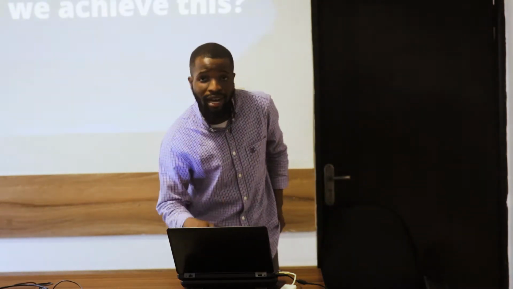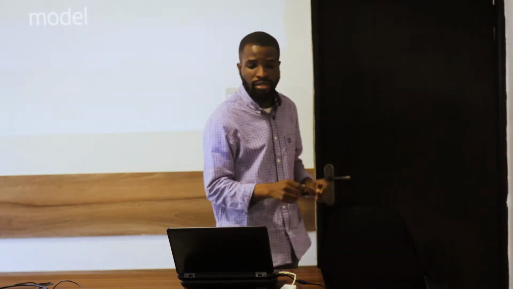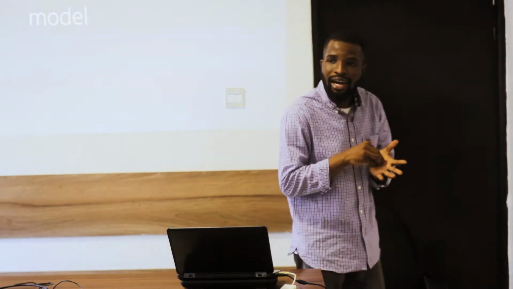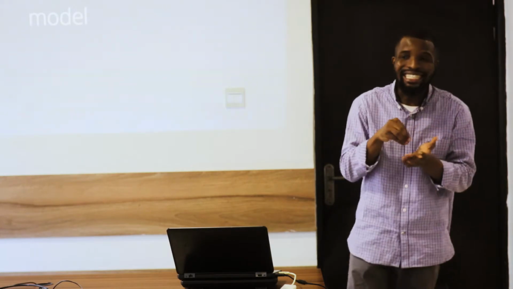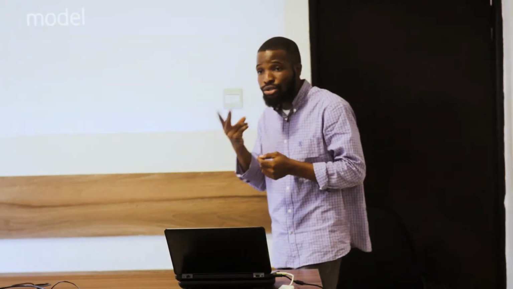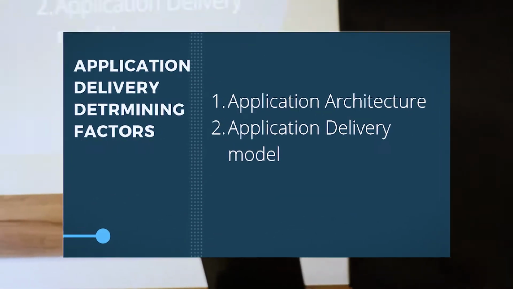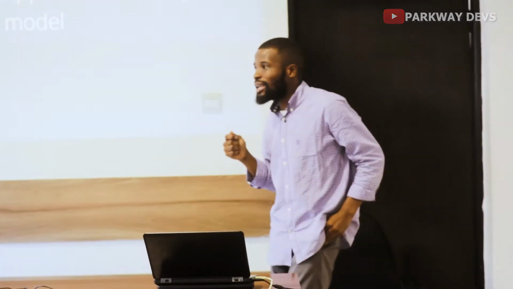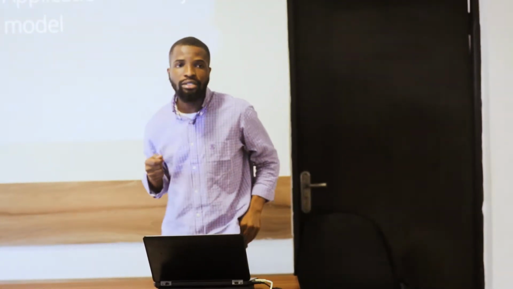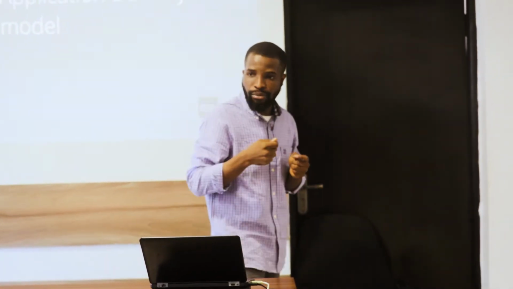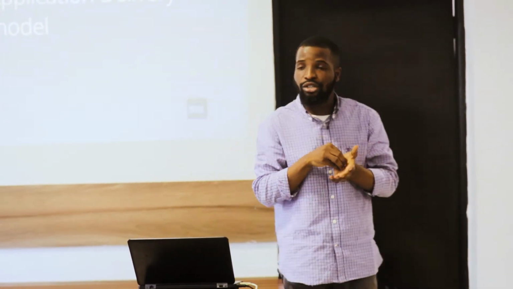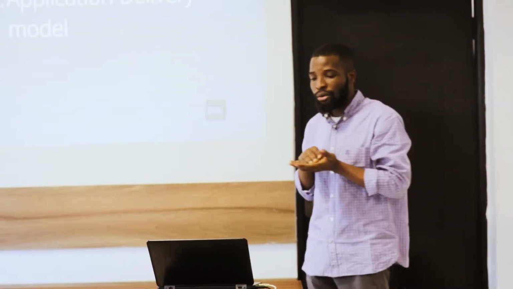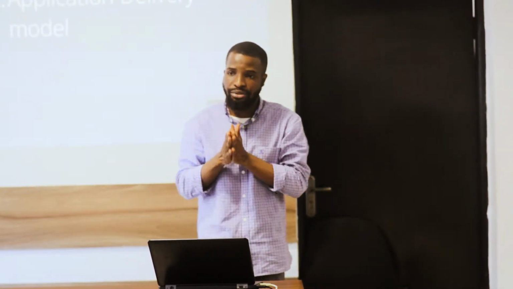There are factors that affect this, and that's what we're moving on to next. What are the main factors that affect how our applications are delivered today? There are two: one is the application architecture, and two is the application delivery model. The application architecture is the platform on which the application is built, while the application delivery model is the process involved in getting the application ready.